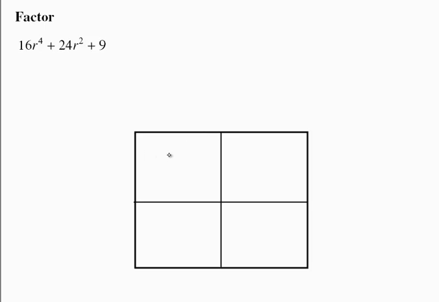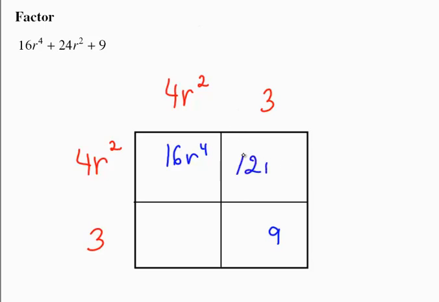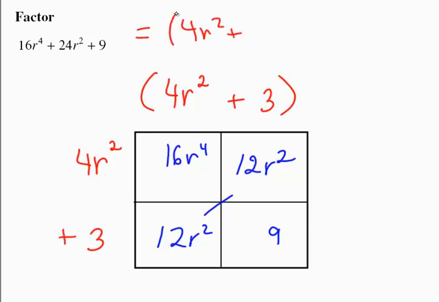Here's our last example. We start with 16r to the 4th and 9. We notice that they're both perfect squares. So we figure out that the side of the square has to be 4r squared, and the side of the square has to be 3. And then working backwards from what we have so far, we got these two terms. If I combine them together, I end up with positive 24r squared, which is exactly what I need, so I don't need to make any changes. And I have my square with a side of 4r squared plus 3, so the area will be 4r squared plus 3 squared.